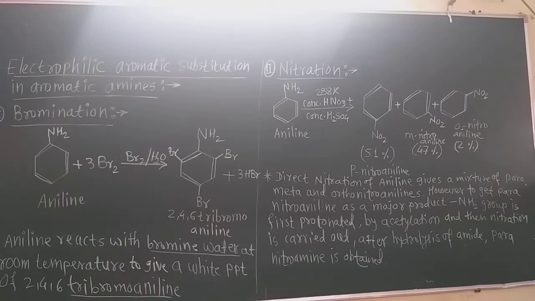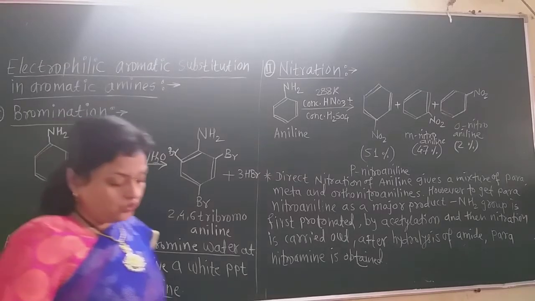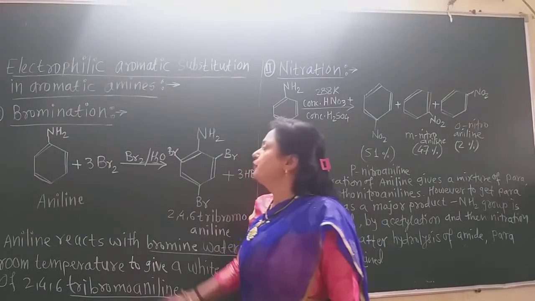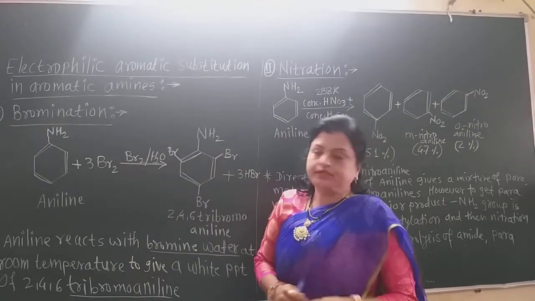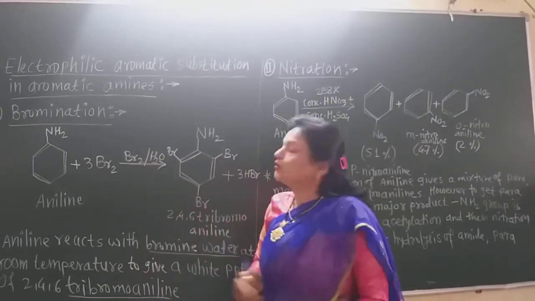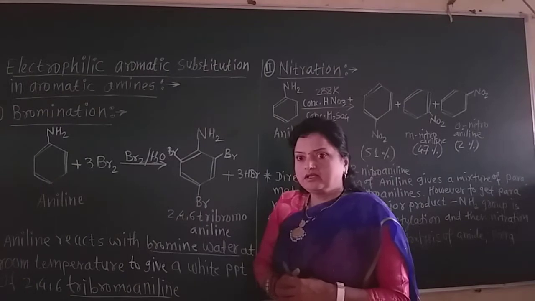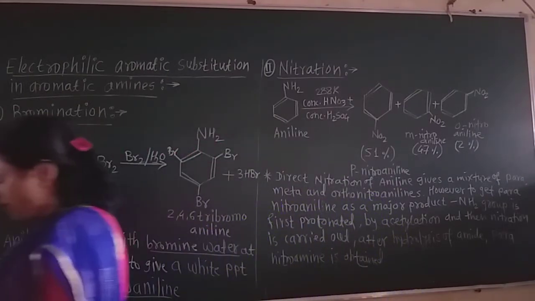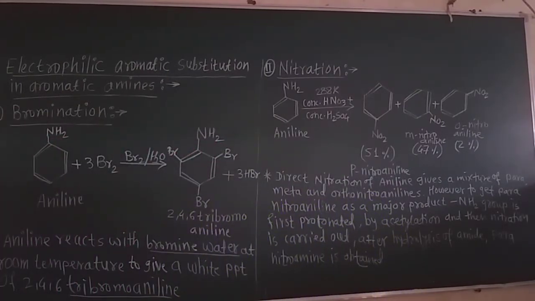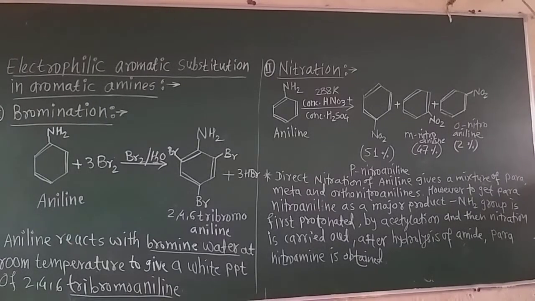Now the first reaction is the bromination. Bromination is carried out in the presence of bromine water. In the presence of bromine water, if there is bromination, then what will be the compound? Only one major compound is obtained if we use bromine water for bromination.